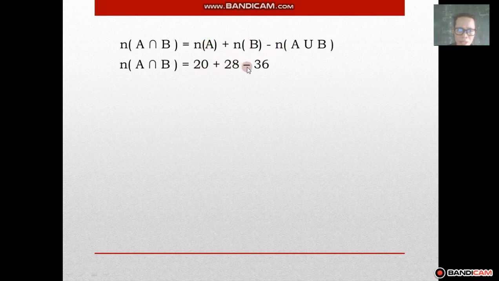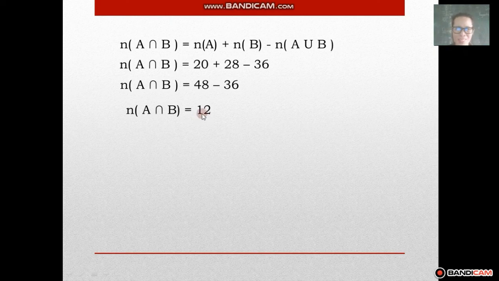This is 28 and this is 36. Then, simplify. So, this will become 48. Then, bring it down. Then, simplify. So, the difference is 12. Therefore, the cardinal number of the intersection of A and B is 12. Meaning, there are 12 elements common to both sets.